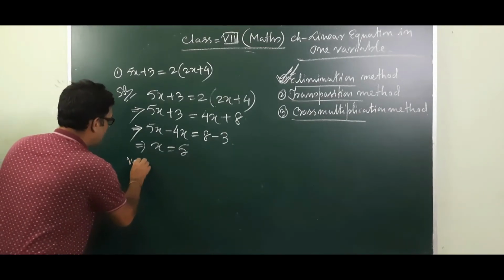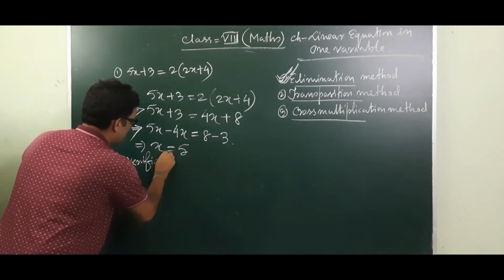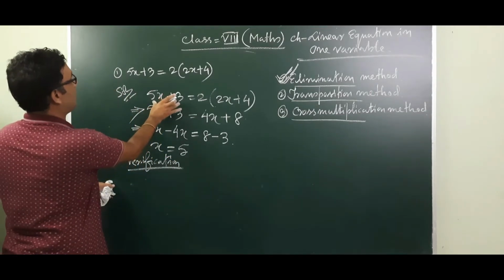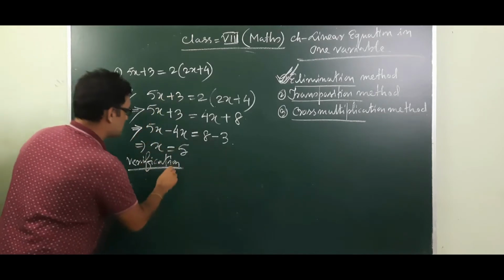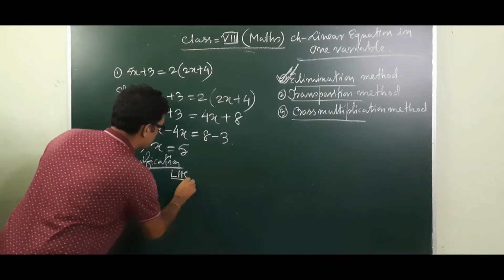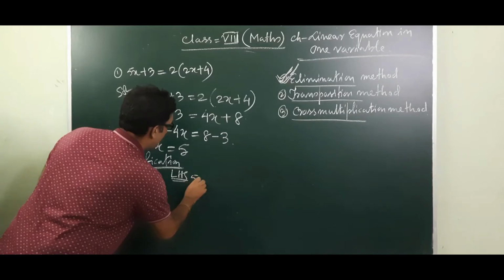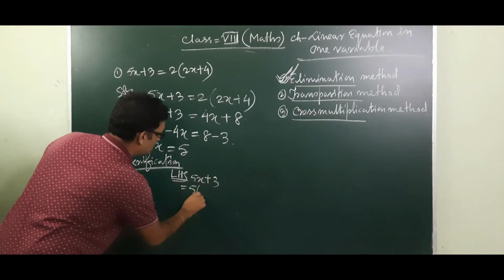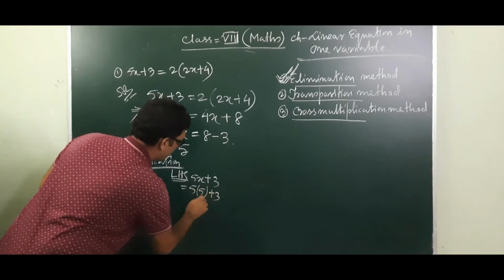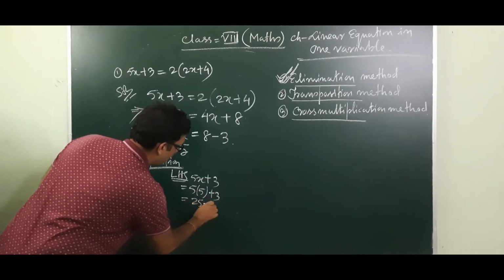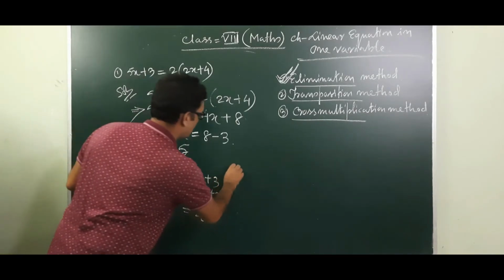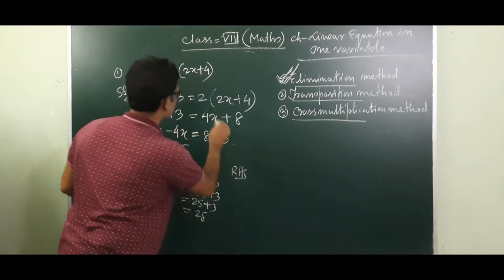Then you will write verification. Verification means this left hand side part. This left hand side means you will write LHS, left hand side, 5x plus 3. Then 5, now x value means how much? 5 plus 3. 5 fives are 25 plus 3, that means 28. Then now you will take right hand side. Right hand side means what?